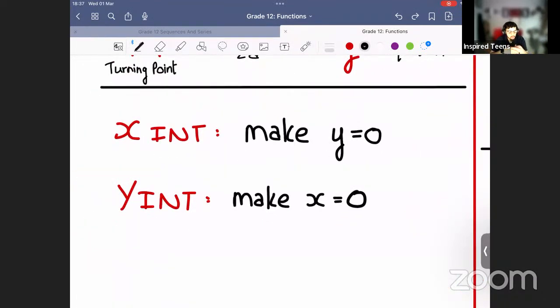Now, it's very important to talk about how to calculate the x-intercept. It is simple. You need to make the value for y 0. And how do you get the y-intercept? You need to make the value for x 0.